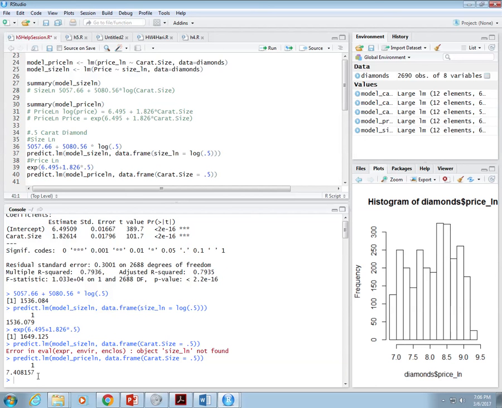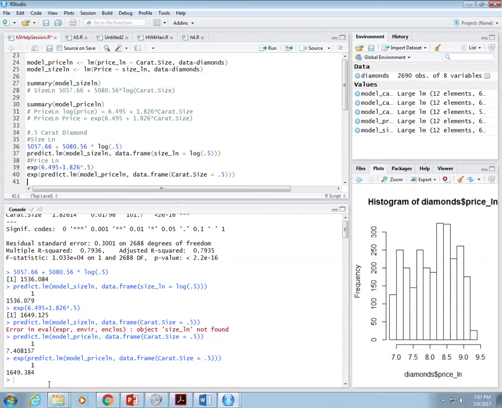Now you get 7.4, so don't turn in 7.4. What am I forgetting to do? Not the log. You're close though. It should be a lot bigger than this, right? $7 would be a pretty cheap diamond. You need to exponentiate it. For this reason here: in this one, we just got the log of price from it, the prediction. So we need to do this. So if we run that, that comes out to be the same number as what we got from plugging in by hand.